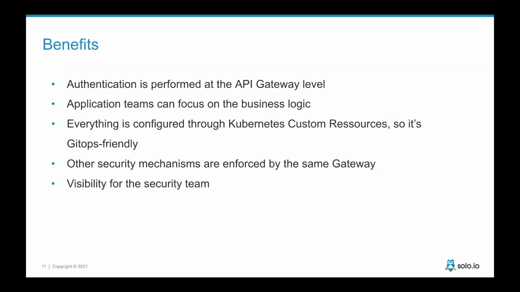So a lot of benefits with authentication performed at the API gateway level. The team can now focus on the business logic. Everything is configured through Kubernetes custom resources. So that's why we call it Kubernetes native. And that means it's GitOps friendly, right? I can have all the YAML corresponding to the way I want to deploy my application on Kubernetes in a Git repository, and at the same time, the YAML corresponding to the way I want to secure my application. So the configuration of the gateway is in the same repository, which is very nice. And I will show you some examples very soon.